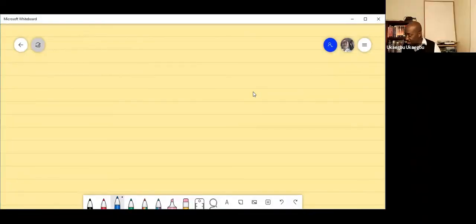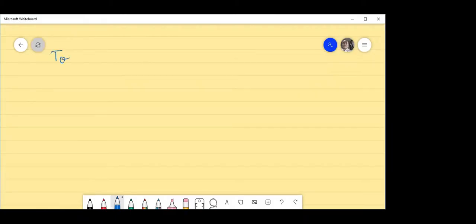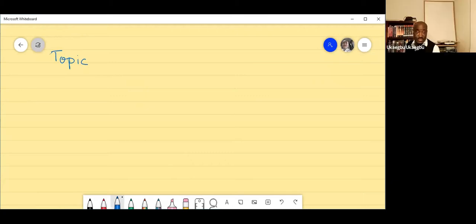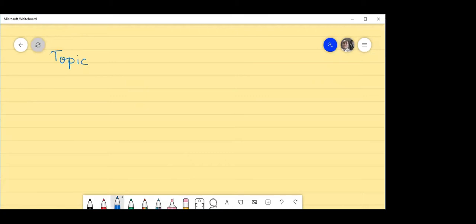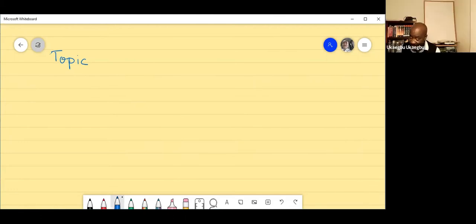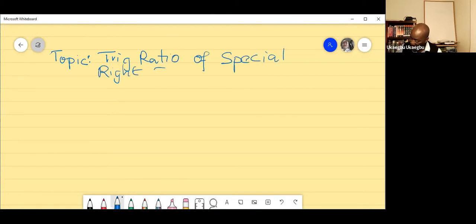So the topic now: trigonometry ratios of right triangles. Special right triangles. The word "special" must be there. In this particular case, yesterday, or two classes ago, we were dealing with right triangles. This time around, it is special right triangles. So you can call it trig ratios of special right triangles.